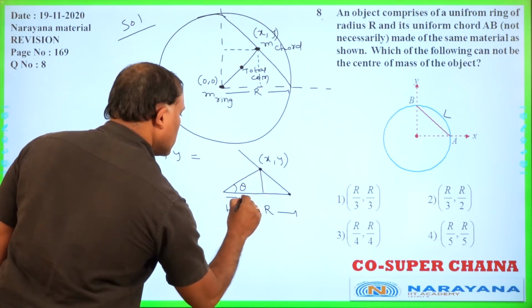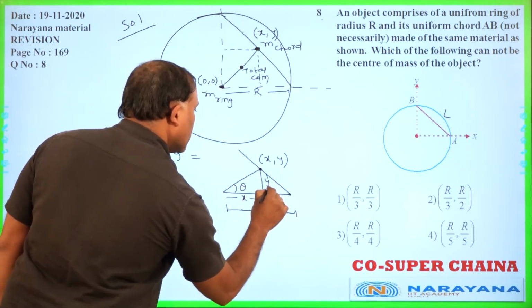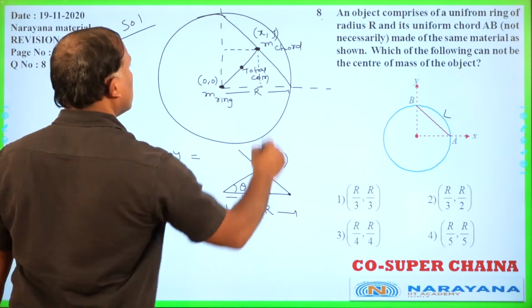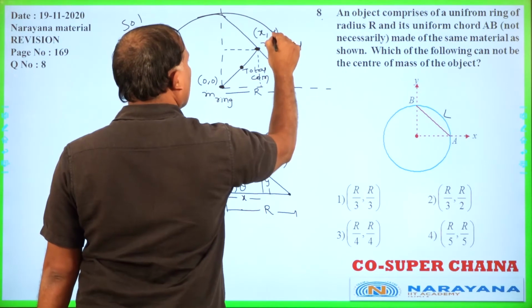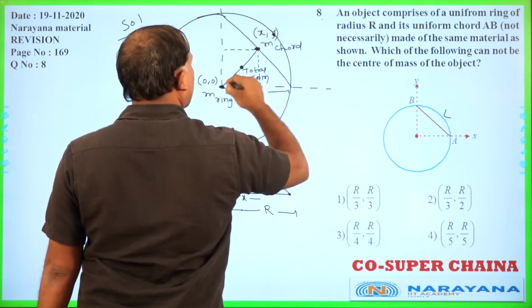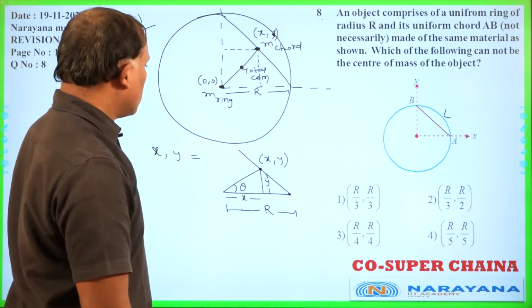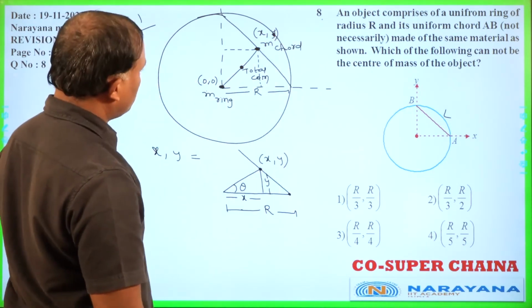This is x and this is y. So definitely, see here, this point is obviously R if I consider. Then that is R, meaning R cos theta and R sin theta. Less than that it will be. So how much is it less than?